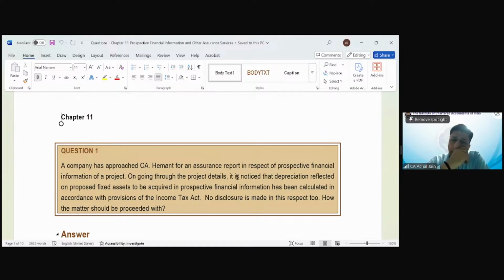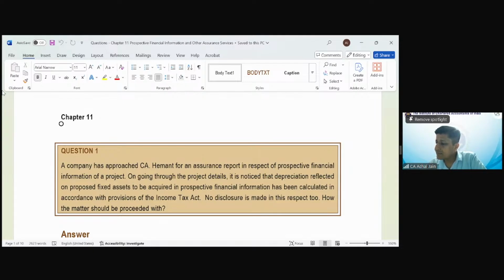Sir, the examination of prospectus financial information, SAE 3400, will apply to this. Here, we will verify whether the assumptions and estimates are properly measured and accounted for. The accounting principle should be appropriate and followed on a consistent basis, not just historical.